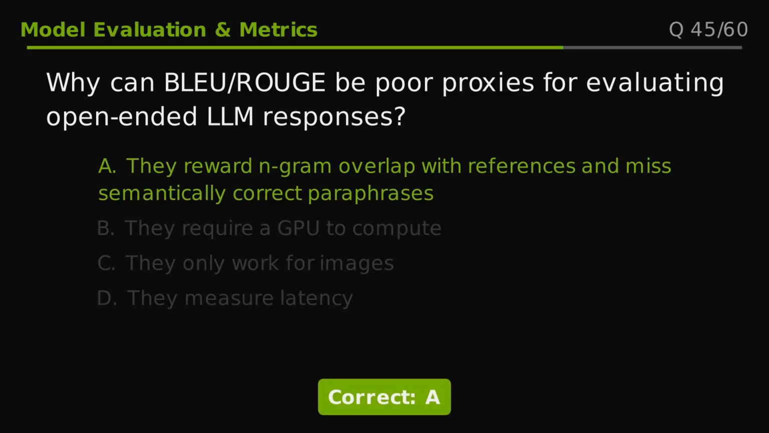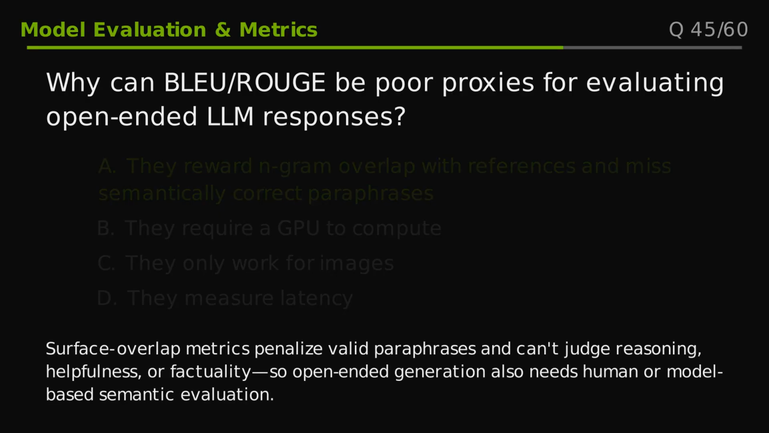The correct answer is A. Overlap metrics penalize valid paraphrases and cannot judge reasoning, helpfulness, or factuality, so open-ended generation also needs human or model-based semantic evaluation.